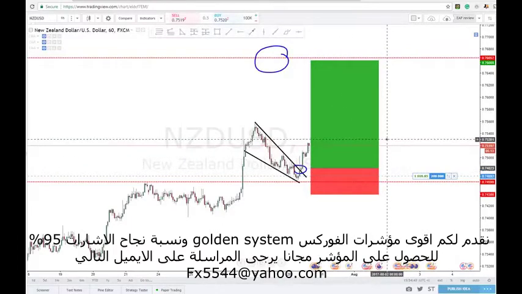Now, of course, as I said, no one knows what's actually going to happen. This could turn around and go south right now, but according to my analysis, something like this is possible.